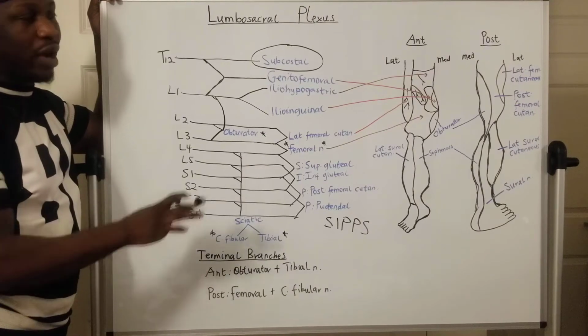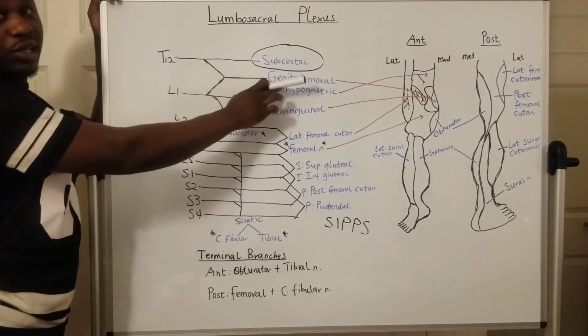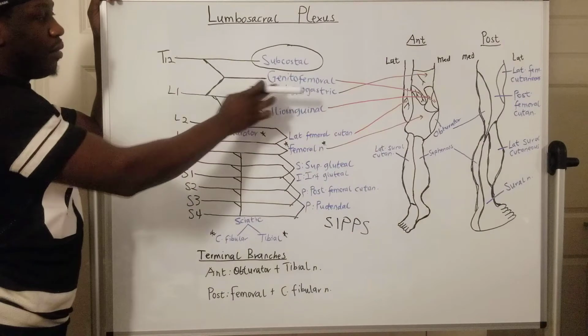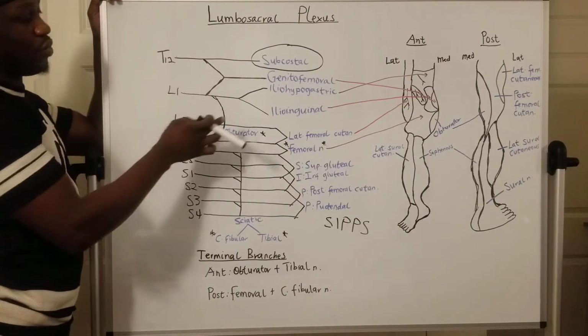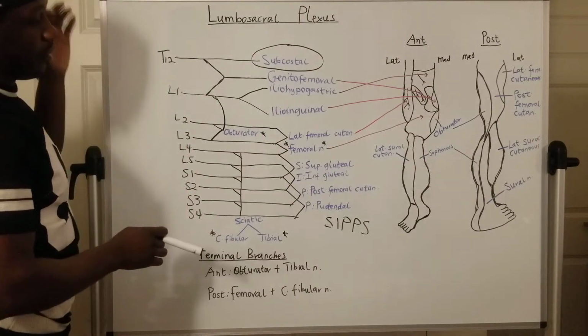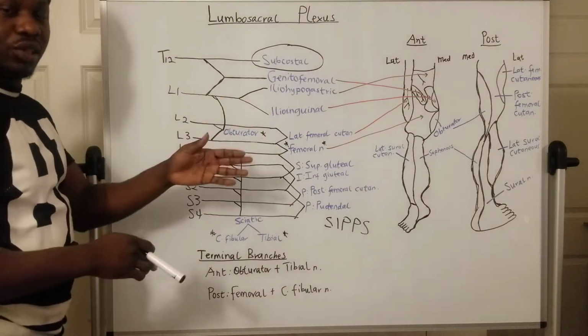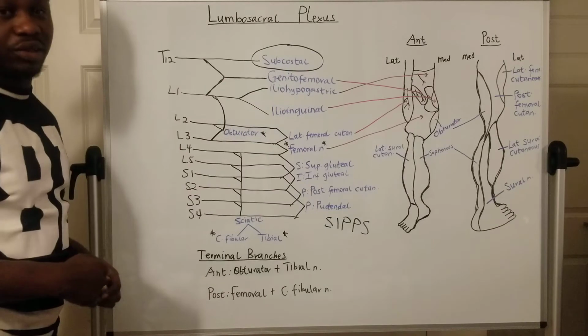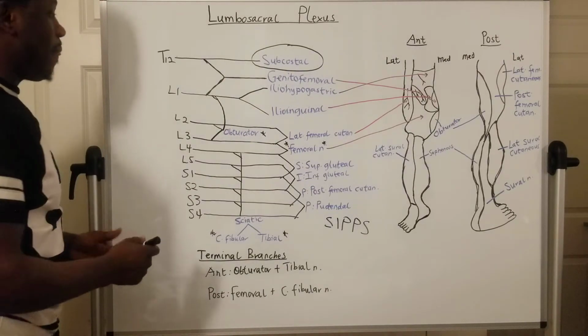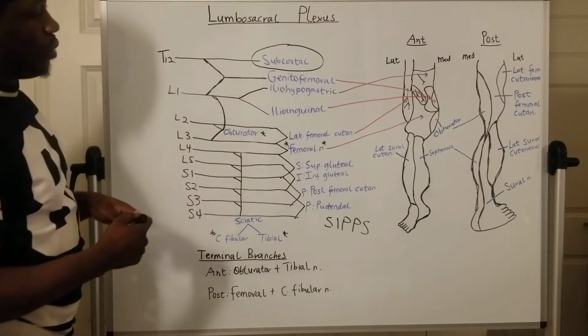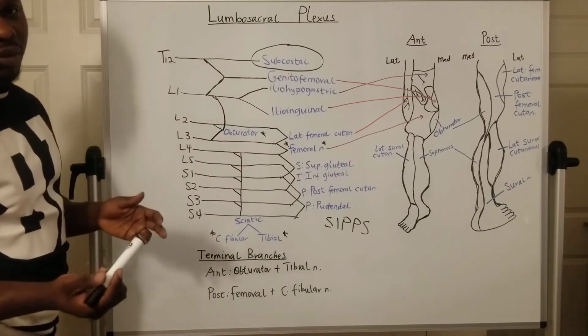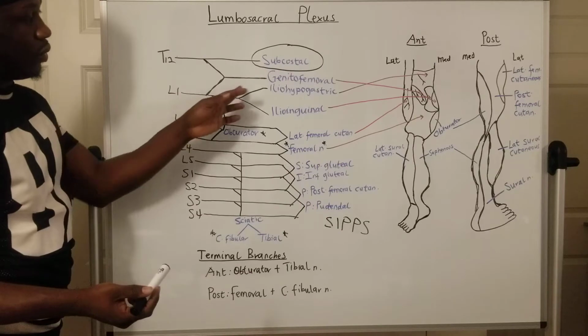The only reason why I added it is because the genitofemoral nerve receives from T12. That's why it's being included here. But when you talk about the lumbosacral plexus, the subcostal nerve is not part of it. So let's look at the genitofemoral nerve. The genitofemoral nerve is receiving from T12 and L1.